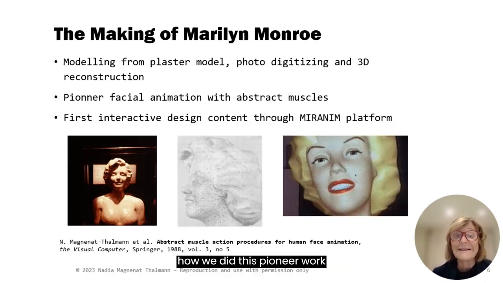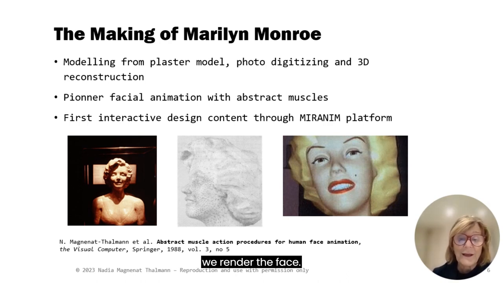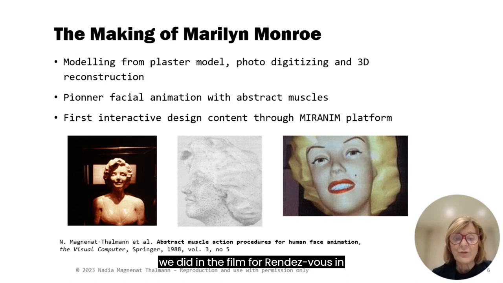So how we did this pioneer work is, first, we had a plaster model of Marilyn. Second, we drew polygons and vertices. And then afterwards, we rendered the face. But more than that, we developed very early pioneer facial animation software with abstract muscles. And it was also possible to interact in the system to build a film, which we did in the film Rendezvous in Montreal. I will just show you now an excerpt.